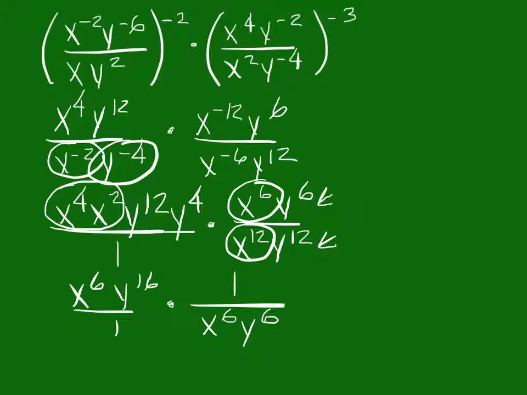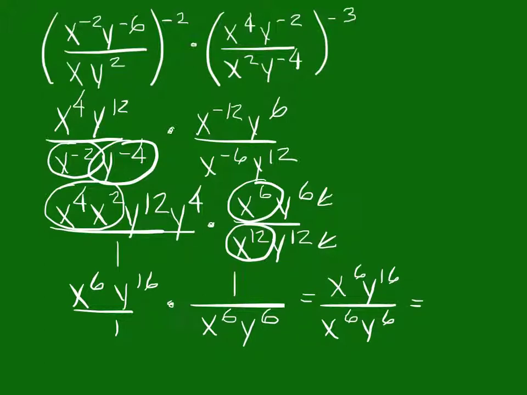Now multiply these two expressions together. You multiply the tops and the bottoms. You're going to multiply this by 1, which means it doesn't change. X to the 6th, y to the 16th. And then multiply the bottoms together. X to the 6th, y to the 6th does not change. You're multiplying it by 1.